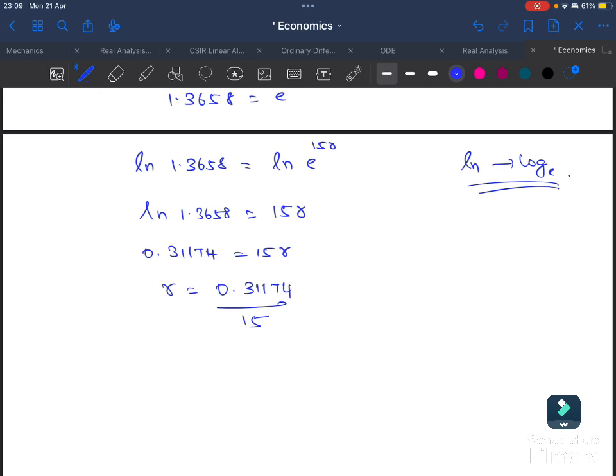So 0.1174 divided by 15 is equal to, r is equal to 0.0078. Now I need this in percentage, so I have to multiply by 100, which implies r is equal to 0.78. When you multiply by 100, the decimal point will move towards the right side. Since it's 2 zeros, it will move 2 places. So it is 0.78.